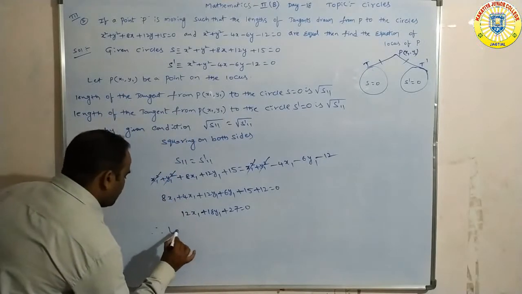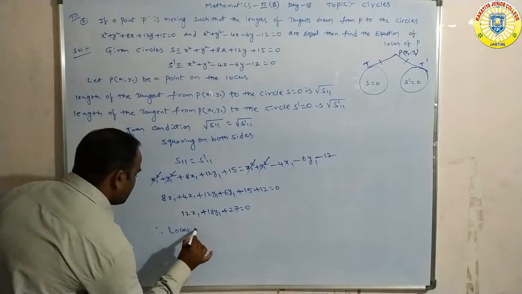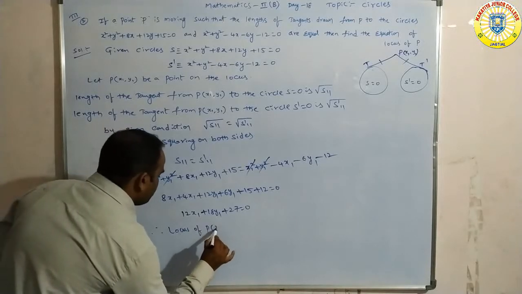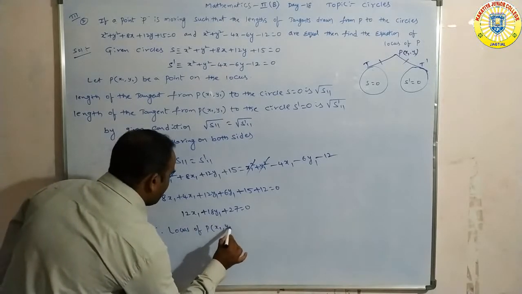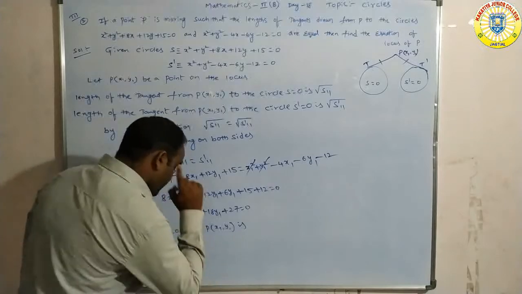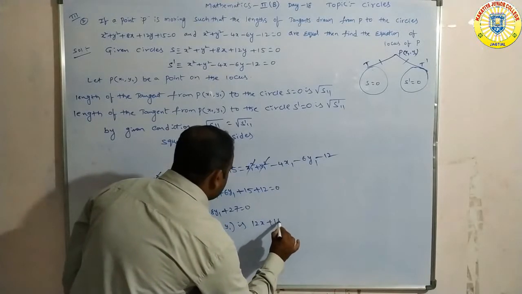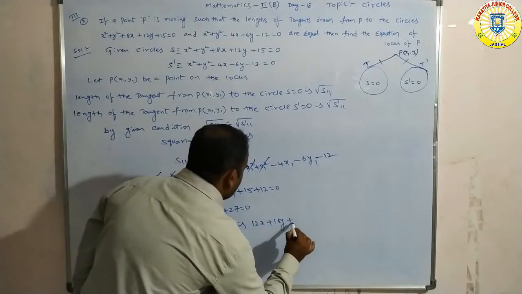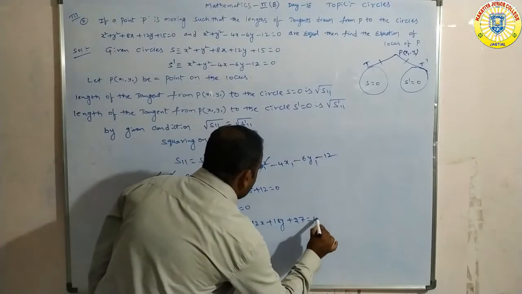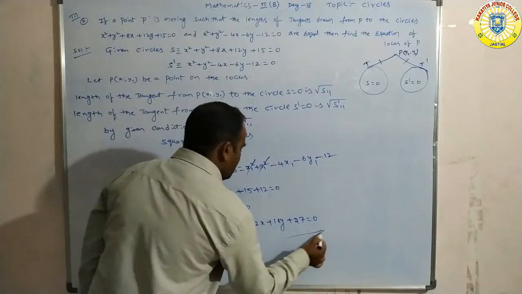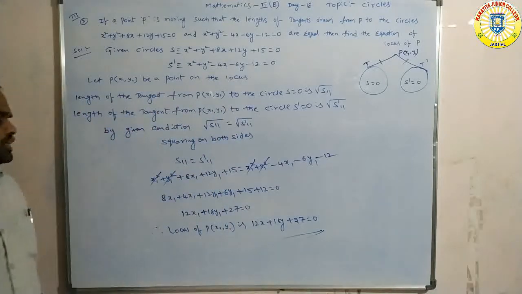Therefore, locus of P(x1, y1) is 12x plus 18y plus 27 is equal to 0. This is the required locus.